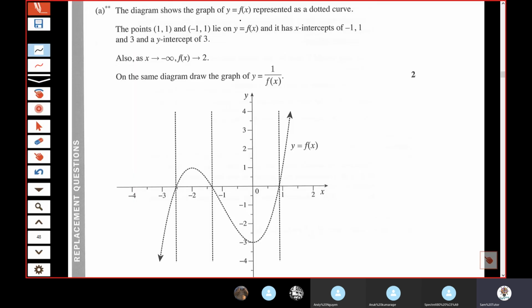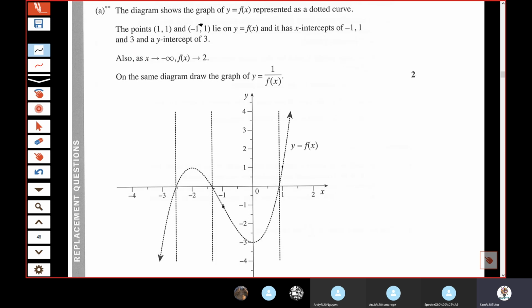The diagram shows the graph of y equals f of x represented as a dotted curve. Yep, that makes sense. The points 1 and 1, and negative 1 and 1. No, I think negative 1 and negative 1. Don't worry, they did a typo there. Let's hope that doesn't happen in your HSC, which it has. It has happened. But anyway, negative 1 and negative 1 lie on y equals f of x.